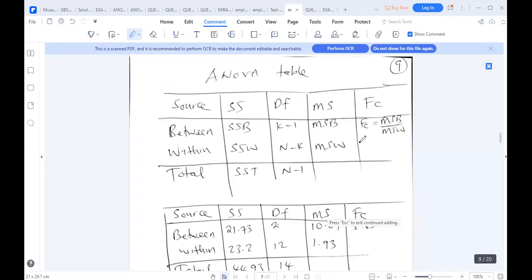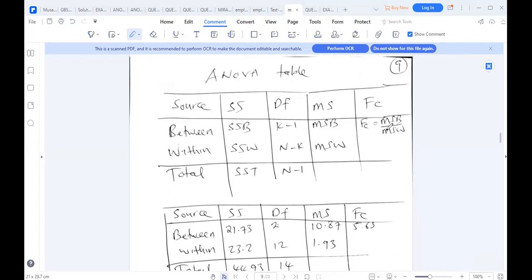That confirmed it. So the ANOVA table is given by the sum of square between, sum of square within, and sum of square total. Degree of freedom is k minus 1, then n minus k, then here n minus 1. When you divide these figures, you get our mean of squares. So F calculated is when you divide our MSB over MSW.